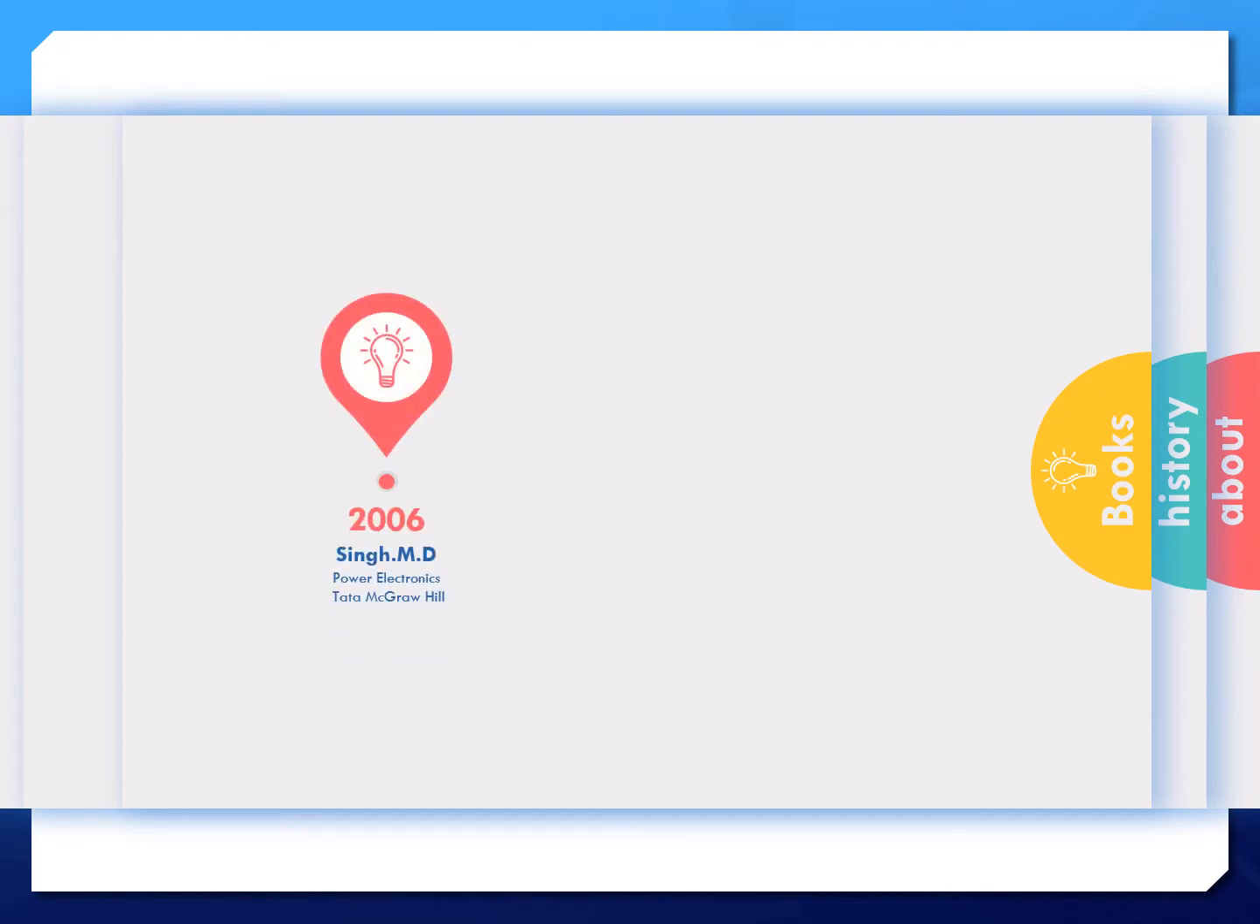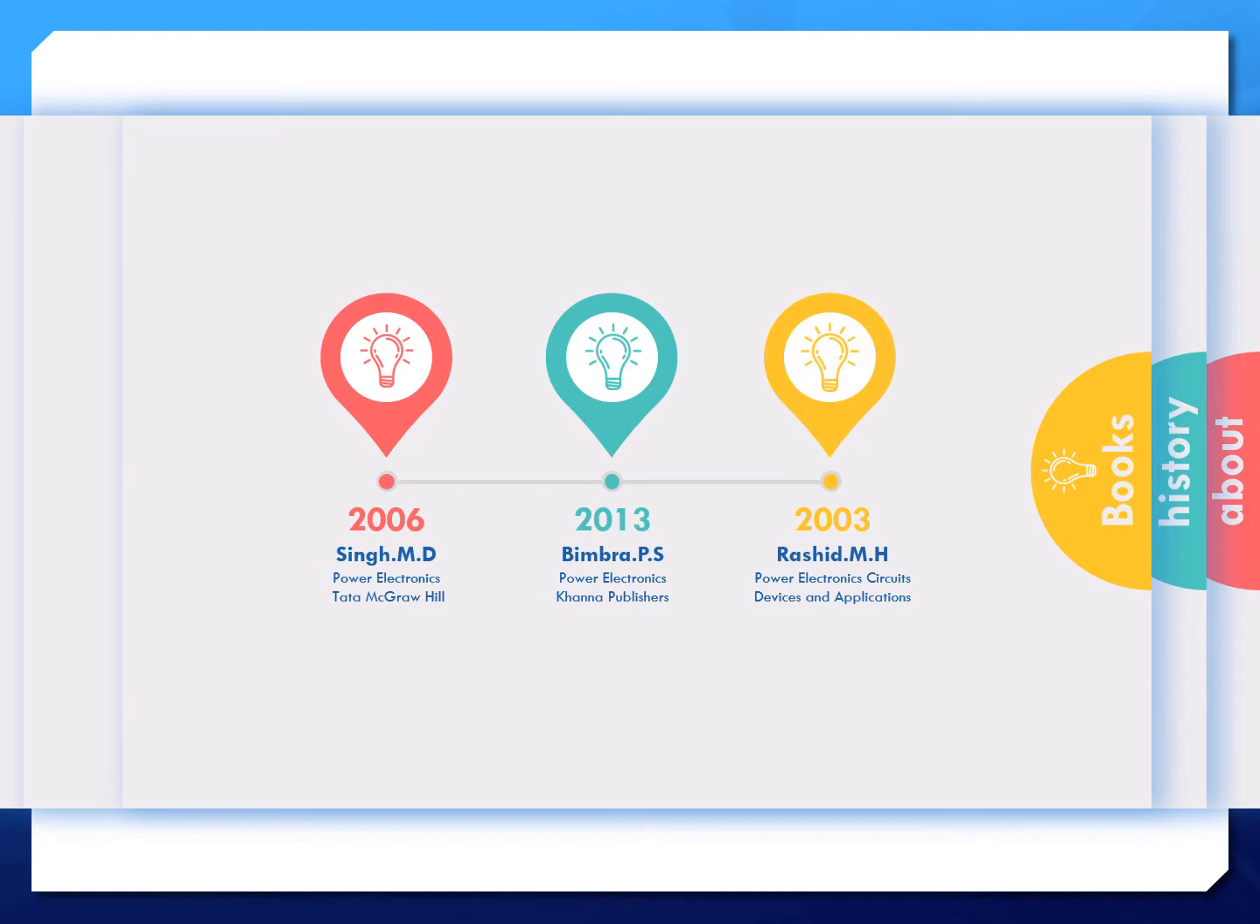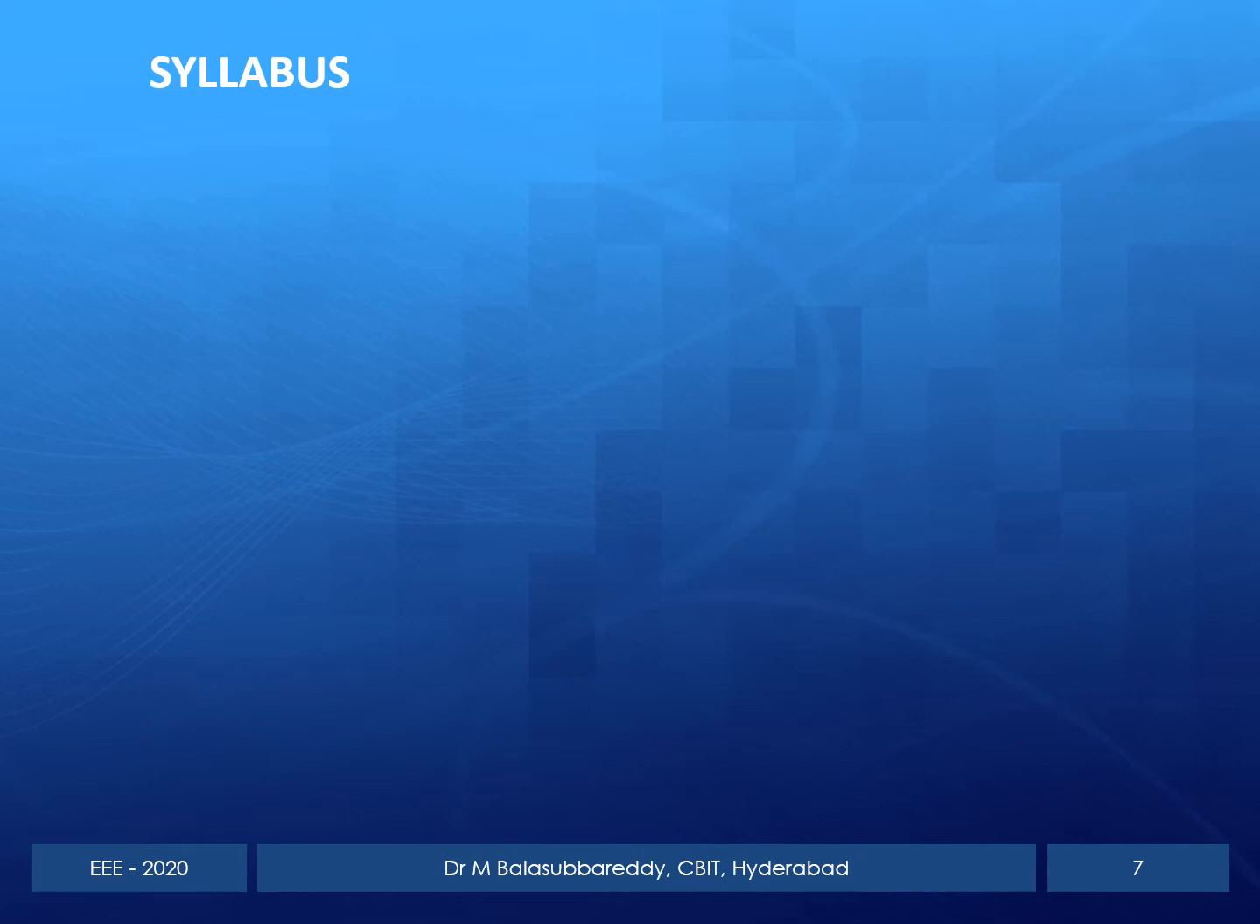In this course you can refer to some of the books. Preferably you can refer to MD Singh, Power Electronics, Tata McGraw-Hill. Another one is PS Bimbhra, Power Electronics, Khanna Publications, and MH Rashid, Power Electronics Circuits, Devices and Applications. So these are the books you can refer for this course. And then the syllabus.